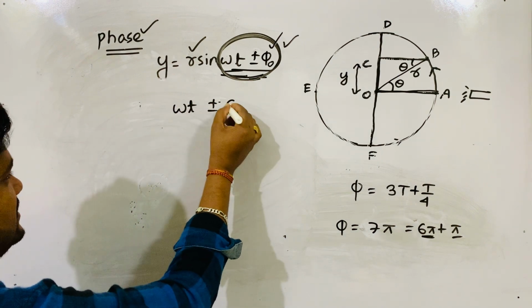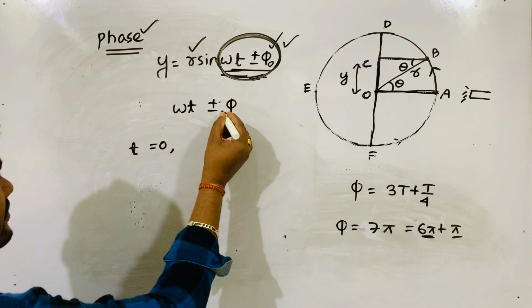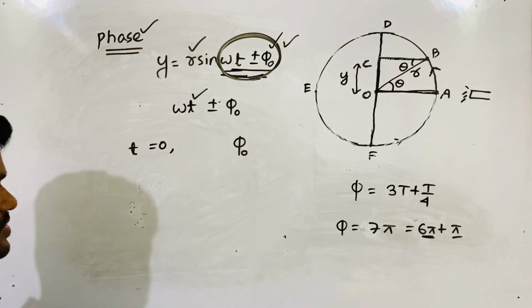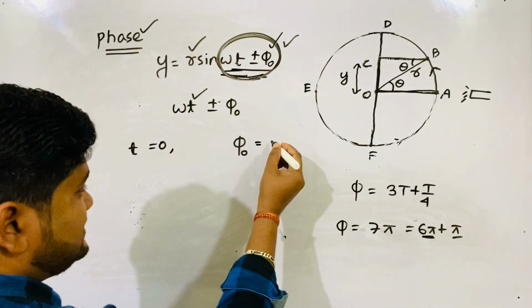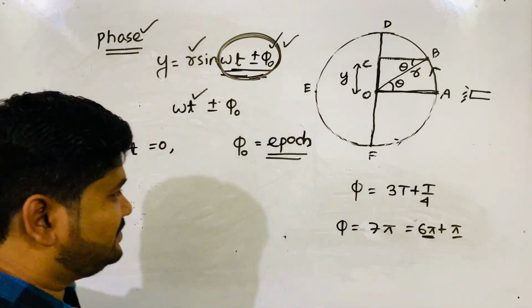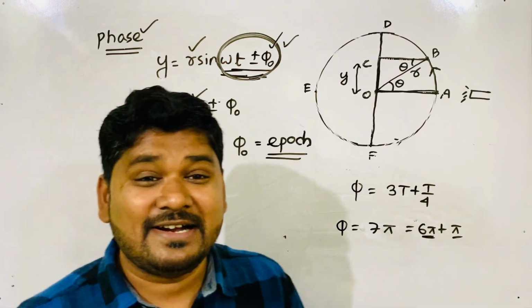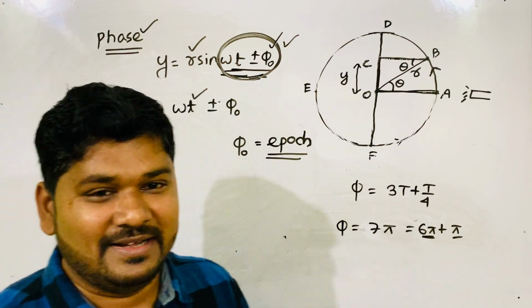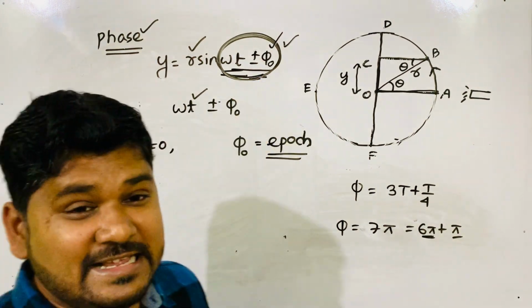Omega t plus or minus phi. And when time is 0, the phase is equal to this phi, or phi naught I can write. And the initial phase of the body is called epoch. You must have heard this name. E-P-O-C-H, epoch. So understood? This phi is the initial phase.